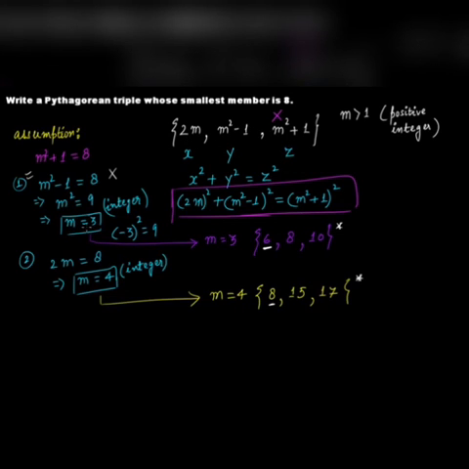So you can clearly see here, when we solve for m squared minus 1 equal to 8, that is, we assume that y is equal to 8, and then we assume that x is equal to 8, this assumption is correct because this is giving you whatever is required in this question.